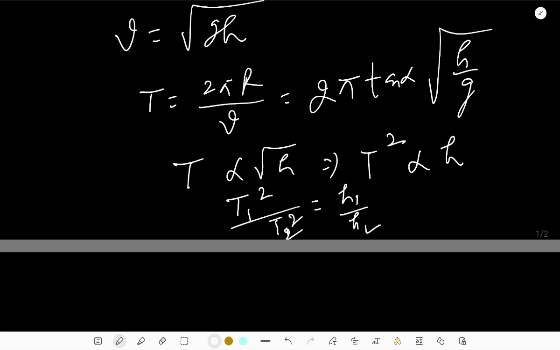And all of us know, finding maximum and minimum tension in the string while moving, forming a conical pendulum and all those things. So I'm not going to waste my time in solving those kind of problems. They are very common these days and you can solve it as well.